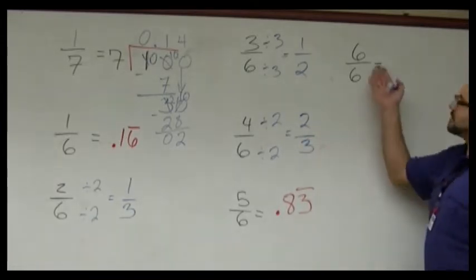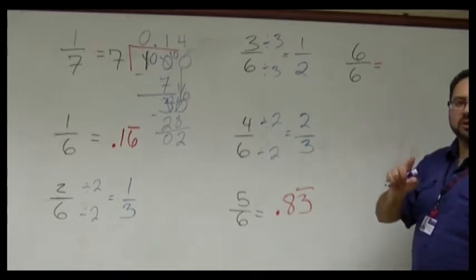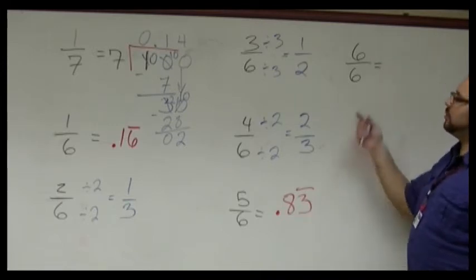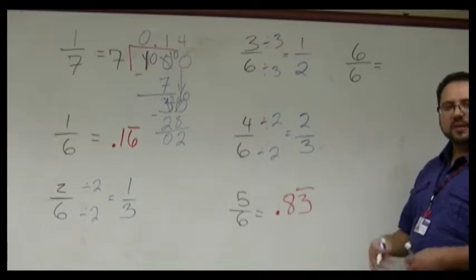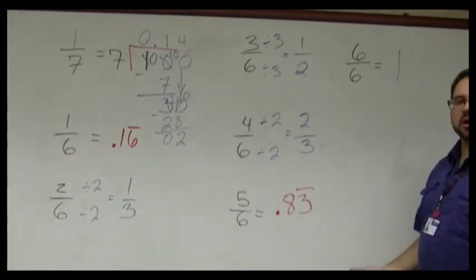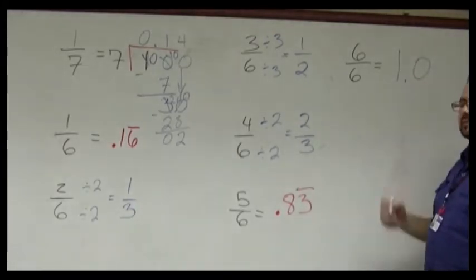And then here you have 6 over 6. Anything over itself is 1 whole. If you have a pizza and you have 6 slices in that pizza, and you have still all 6 slices left inside the box, then you still have a whole pizza. So 6 over 6 is just one whole. And you can write it as 1.0 if you want to. That'll give you a decimal.